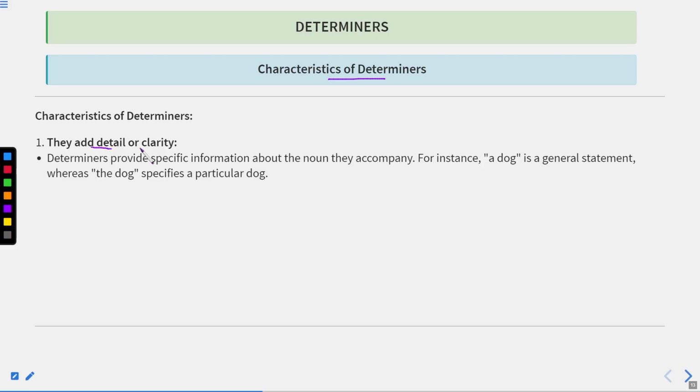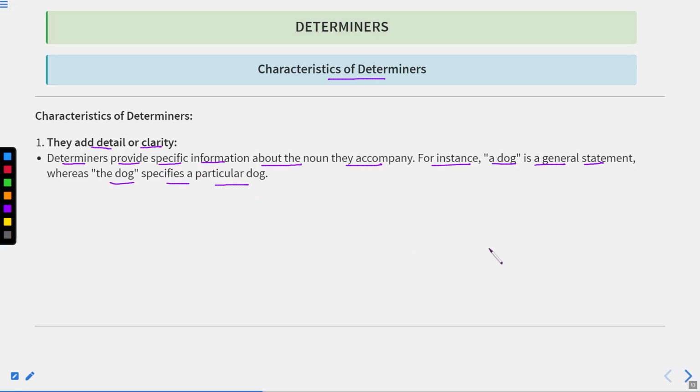They add detail or clarity. Determiners provide specific information about the noun they accompany. They accompany means they include. For instance, a dog is a general statement, whereas the dog specifies a particular dog.